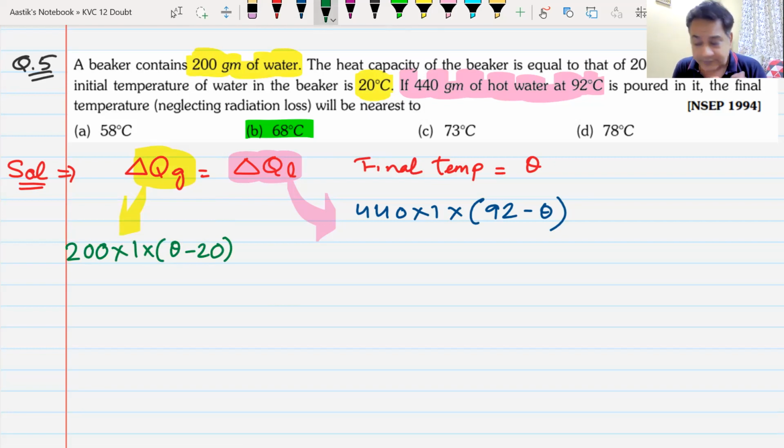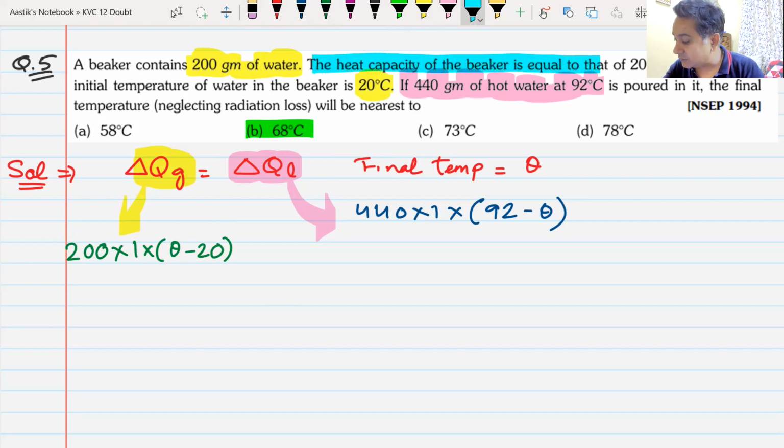But there is also this beaker. Now this beaker has a heat capacity equal to 20 grams of water, so plus 20 into theta minus 20. So now you can cut the process short. The beaker has 200 grams of water and this beaker is equal to 20 grams. So instead of writing it as two different things, you can write it as one. The total amount of water, which also includes the beaker, because the beaker is taken as water in terms of heat capacity, I can write not as 200, but as 220.